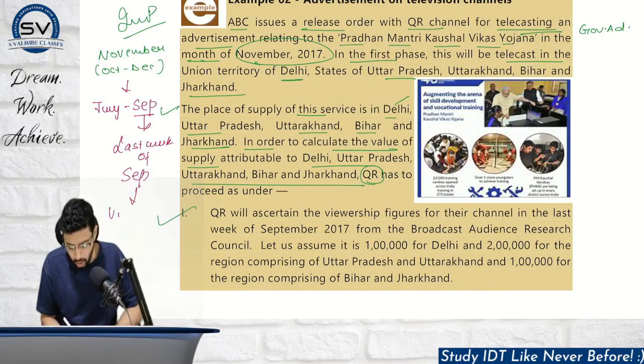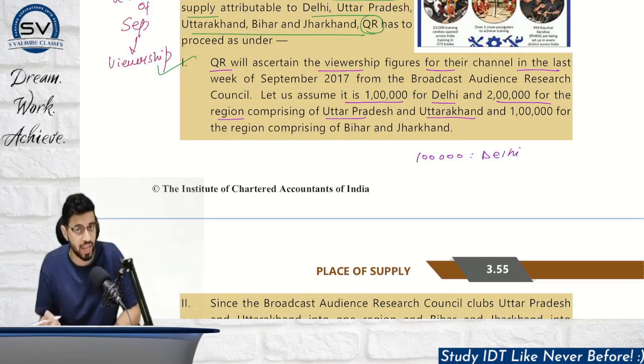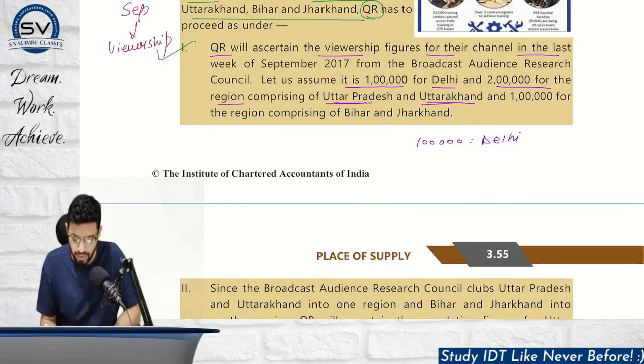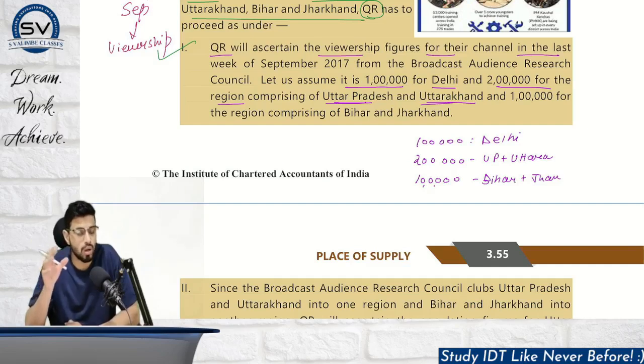You have to pick viewership data of this particular period. Let us assume it is 1 lakh for Delhi, and 2 lakh for the region comprising UP and Uttarakhand. The council figures and viewership data we are getting are for UP and Uttarakhand combined, so we will have to further classify this on the basis of population. 2 lakh is UP plus Uttarakhand, and 1 lakh again they have combined for Bihar and Jharkhand, because the council is under no restriction to give data for each state.